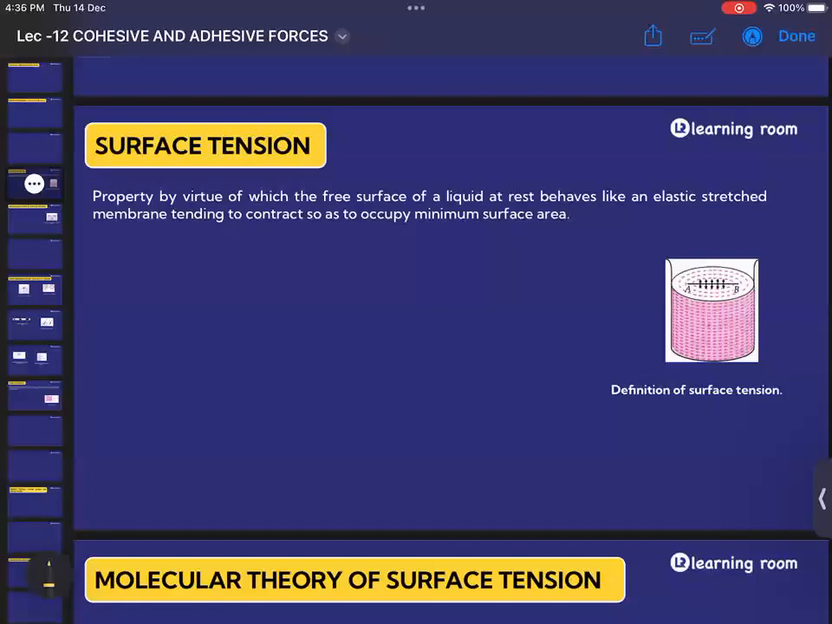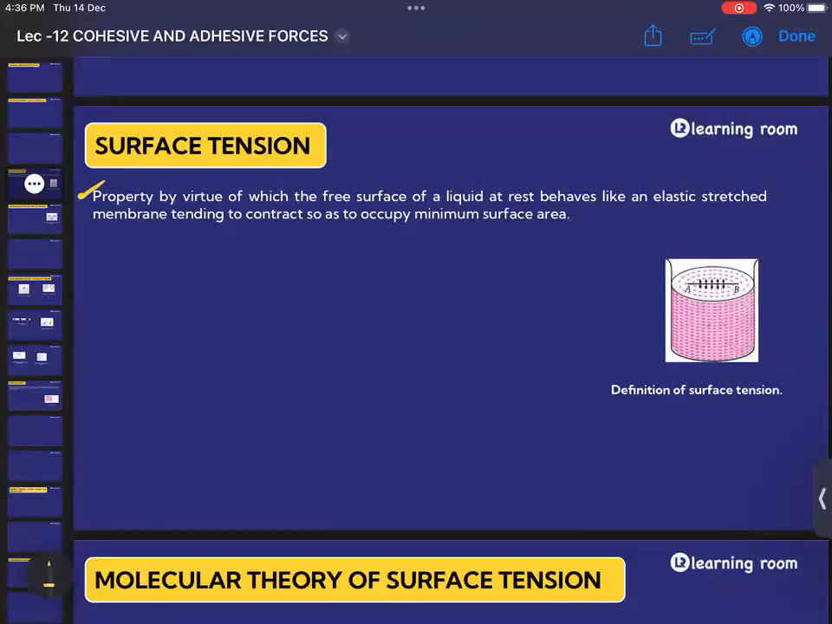So you can write it down. Surface tension is basically the property by which the free surface of the liquid, when I take this to be the liquid, the top surface is there, no? That is called the surface. So what do you mean by free surface? The surface which is exposed to the atmosphere, or exposed to air, is what is called a free surface.